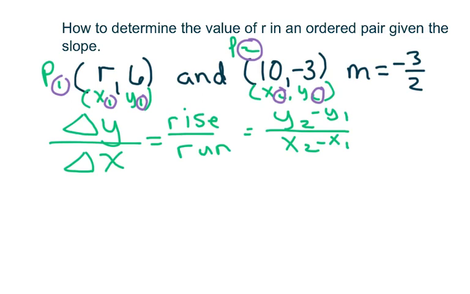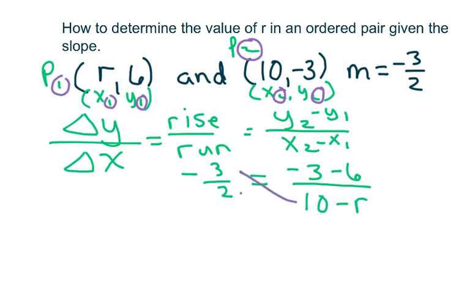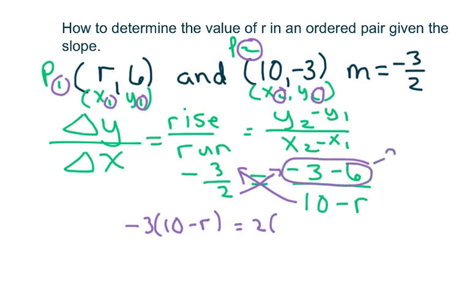With this equation, I'm going to just fill in my slope formula. Y sub 2 is negative 3 minus 6 over x sub 2 is 10 minus r, and that equals my slope, which is negative 3 over 2. So what I'm going to do here is cross multiply and solve for r, because that's what we're looking for.